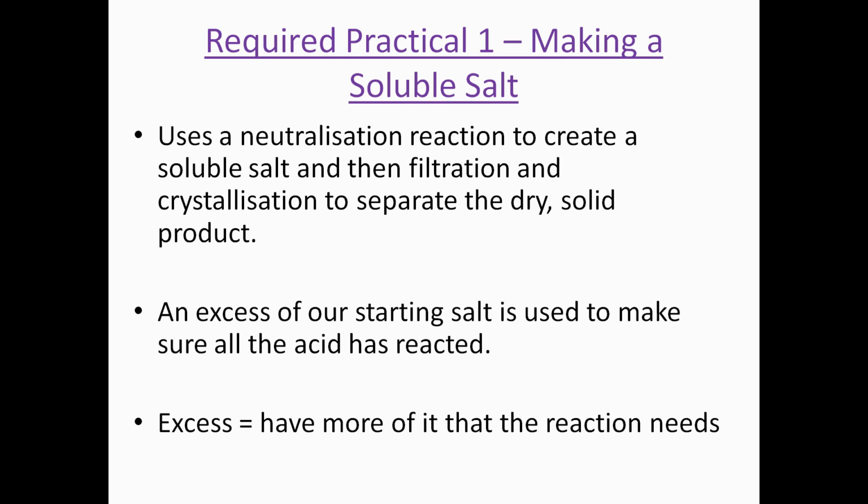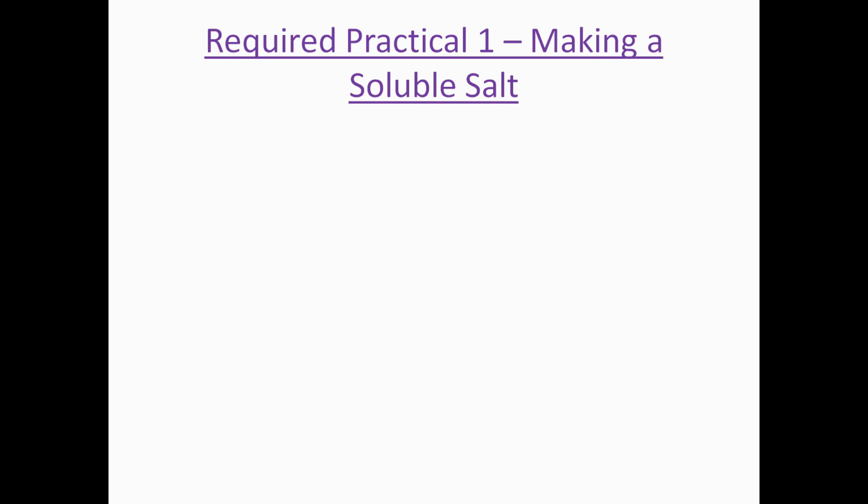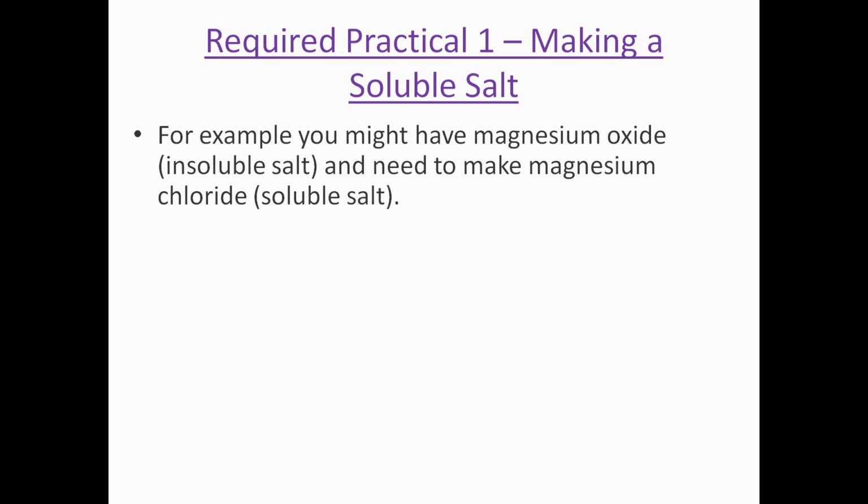You can work that out by something called the reaction stoichiometry, which is a rather complex word. It basically means the number of moles in the equation, the symbol equation for the reaction. So, an example is you might have magnesium oxide, which is an insoluble salt. It's white, it does not dissolve in water. And you may need to make magnesium chloride, which is a soluble salt.